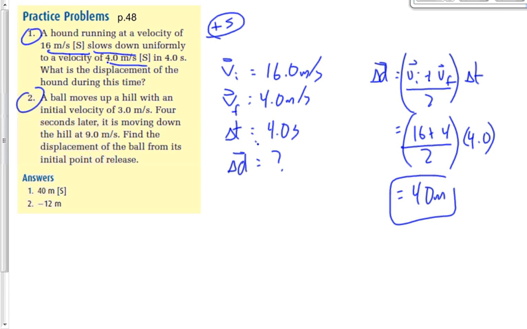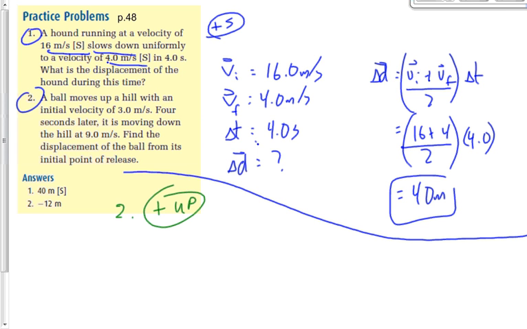Okay, number 2. So the ball moves up a hill with an initial velocity of 3 meters per second. 4 seconds later, it's moving down the hill at 9 meters per second. What's the displacement of the ball? Well, in number 2, let's define up the hill as positive. What do we got given to us then? Oh, we have a time. Good. What's the time? We'll make it 4.0 seconds. All right, what else do we have given to us?